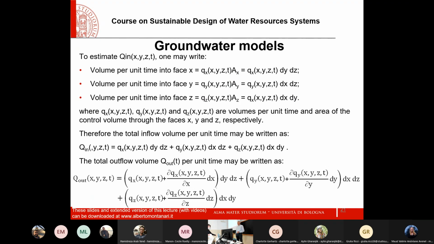Okay, so I got the 3 components of flow. Now, what are here the lowercase q? The lowercase q are volume of fluid per unit time and unit area of the phases. So you see that I used the lowercase q here as opposed to the uppercase Q in the previous slide, because these are flows per unit area and unit time.